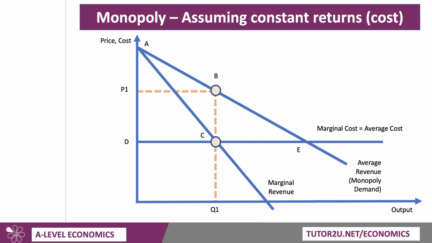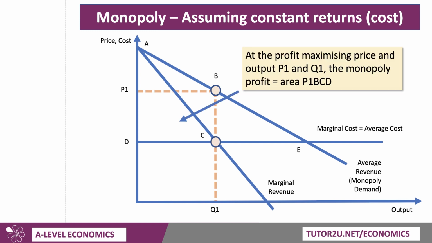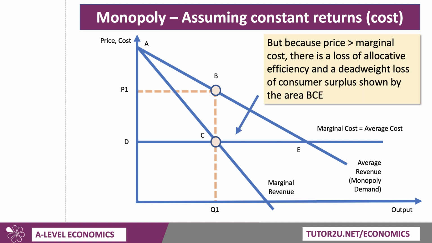So the profit maximizing output is, again, Q1, and they can charge price P1 and make a profit equal to the area P1, B, C, D. Okay, so that's as before. The price they can charge is well above the marginal and the average cost of supply. As a result, because price is greater than marginal cost, there is a loss of allocative efficiency. The deadweight loss of consumer surplus, or the welfare loss, is shown by the area B, C, E.